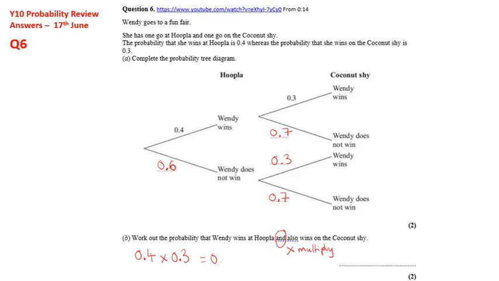So it's 0.12. 4 3s are 12. Check, so 0.4 times 3 would be 1.2. 0.4 times 0.3 would be 0.12. This could be a non-calculated question.